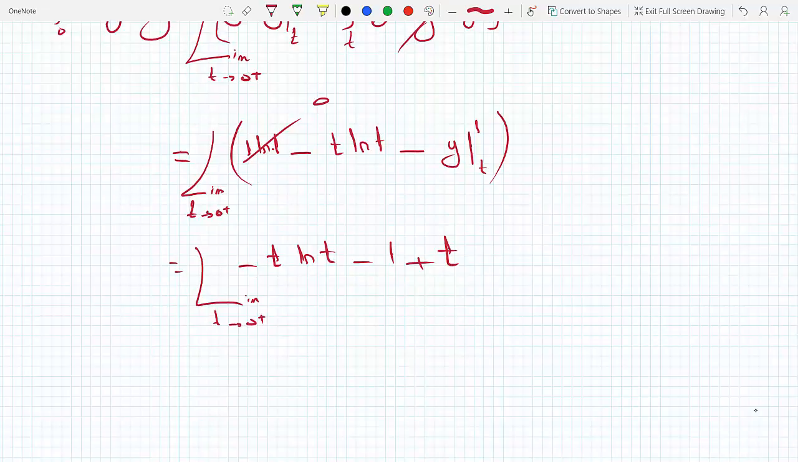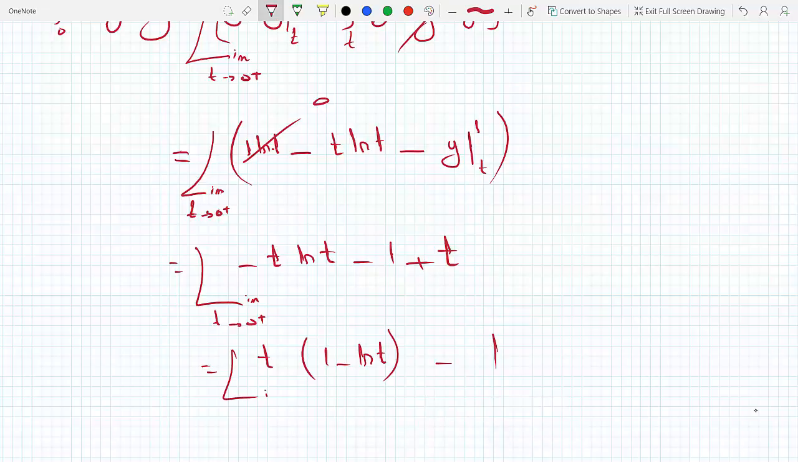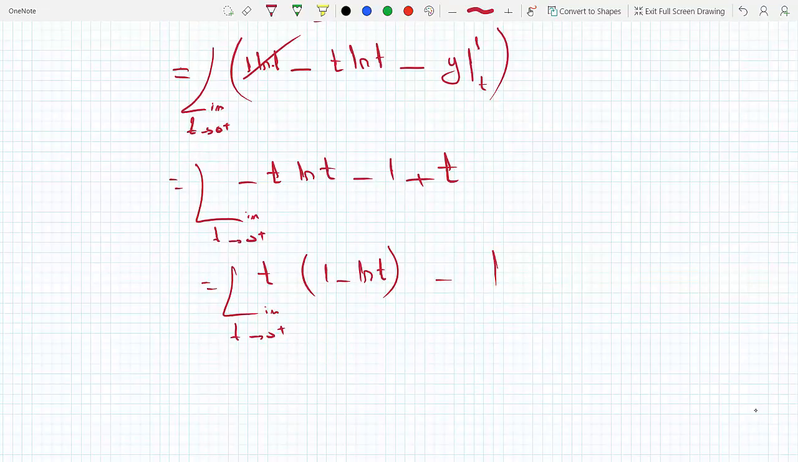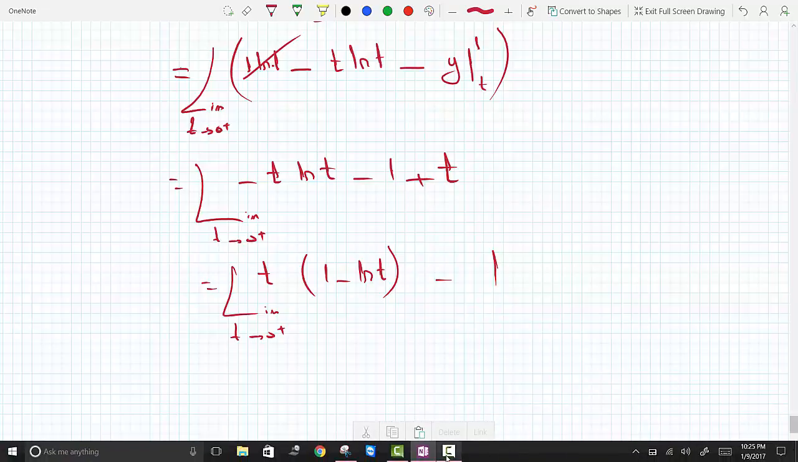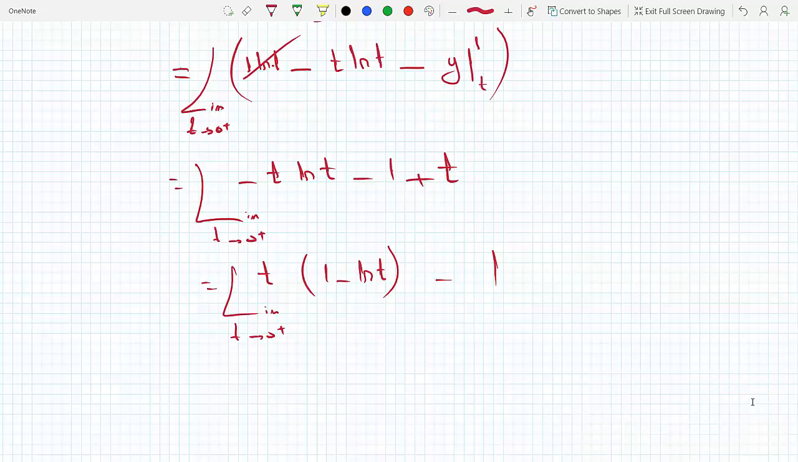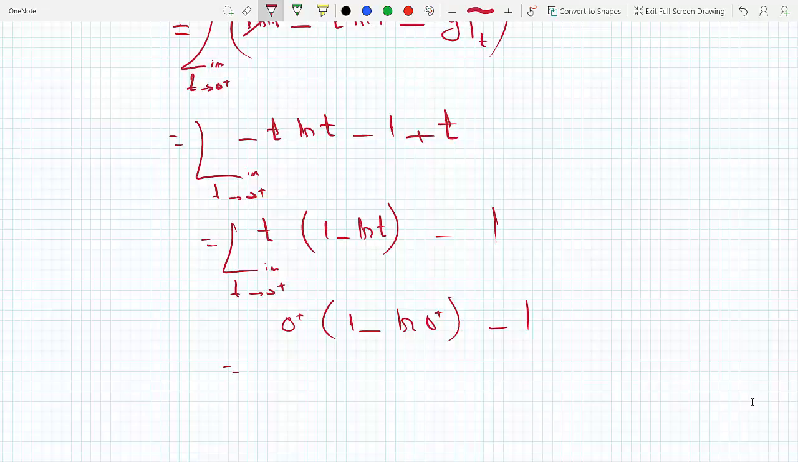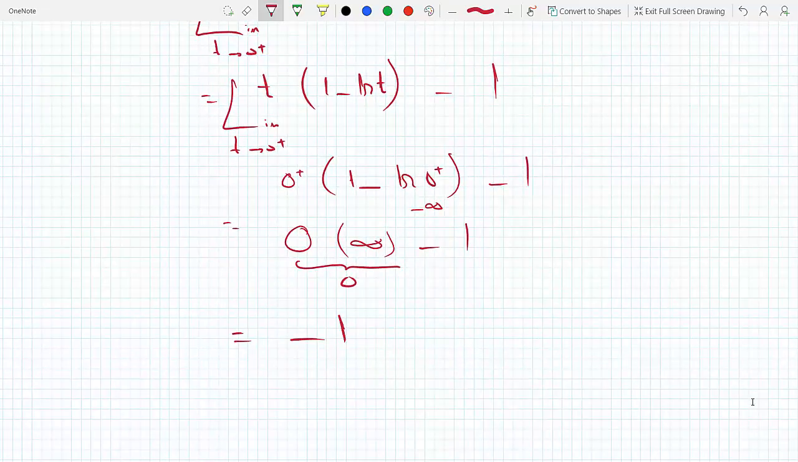Now if I plug in 0 plus, let me factor out a t, and then we would have 1 minus ln t, minus 1, and we will take the limit as t goes to 0 plus. To evaluate this, we would have 0 plus times 1 minus ln 0 plus, minus 1. Now ln 0 plus is minus infinity, so we get 0 times infinity, but this guy gives us a 0, and so we get the final answer to be minus 1.